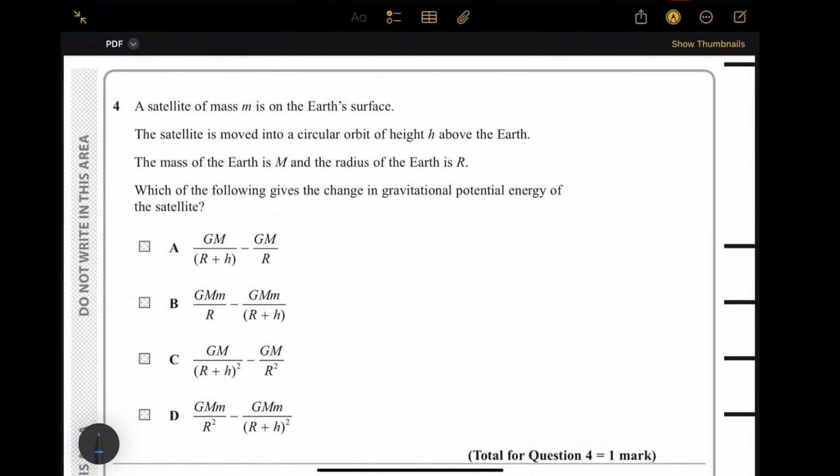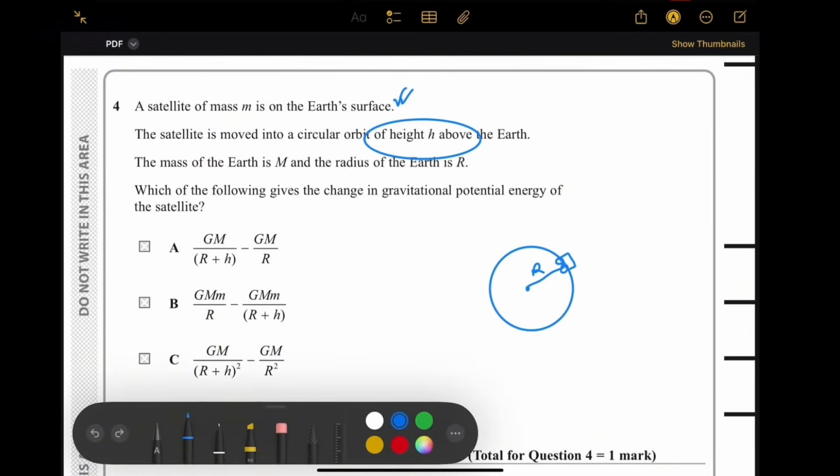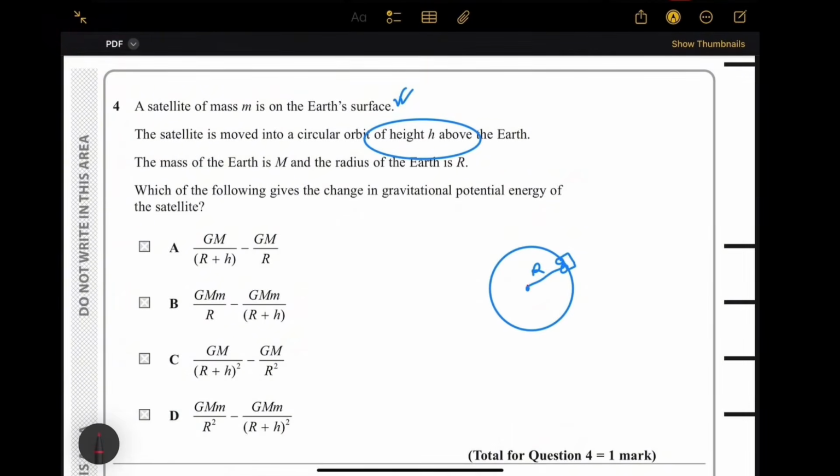Done. Right. In question number 4, they have written: a satellite of mass m is on the earth's surface. A satellite is moved into a circular orbit of height h above the earth. So let's say this is the earth, this is the center, and the satellite was at this position at first, which is r, and after that it was moved to a height of h above the earth's surface.